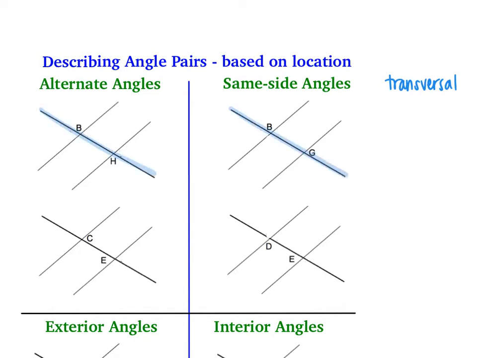Okay? So the first way to describe them would be if they are on alternate or opposite sides of the transversal, or if they are on the same side of the transversal. So you can see that C is on one side, E is on the other. So those are alternate to each other, where D and E are both on the same side of the transversal.